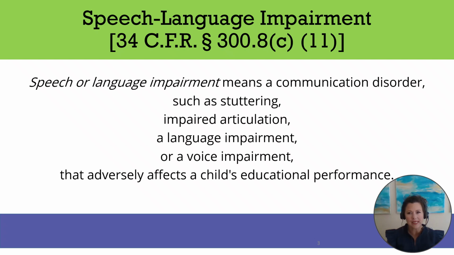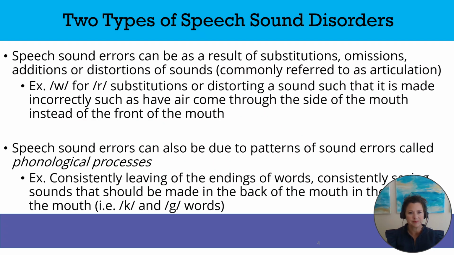Now, let me briefly explain each of these areas. First, let's talk about speech sound disorders. There are two types of speech sound disorders. First, speech sound disorders can be the result of substituting a sound, omitting a sound, adding a sound, or even distorting a sound. This is what we commonly refer to as articulation. For example, when a student says wabbit for rabbit.